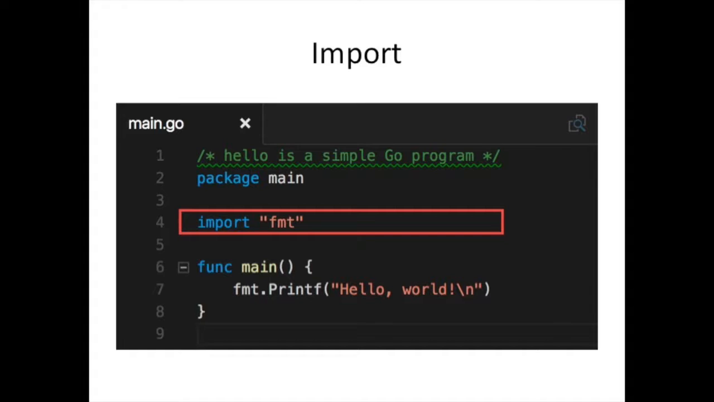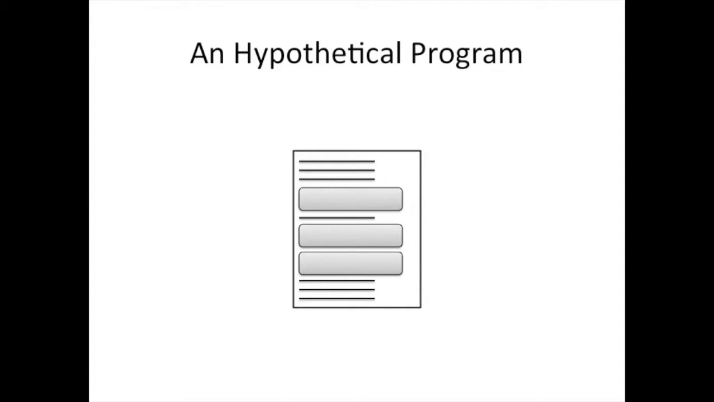And the FMT package is the format package provided by the Go language, and that allows us to do things like write formatted output to the screen or read formatted input, and some other things around formatting of input and output. If you know C or C++, that's like your I/O library, or in any language, it's like your I/O library that allows you to interact with standard input, standard output, and error also. So let's talk about a hypothetical program.